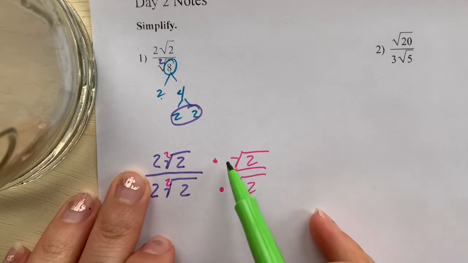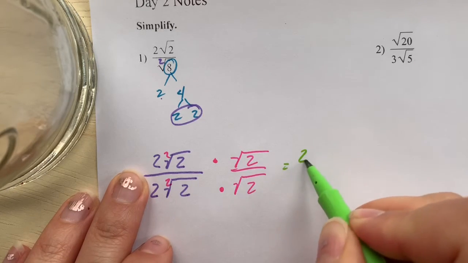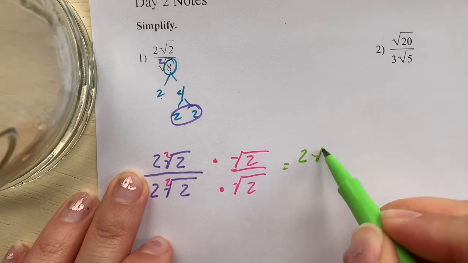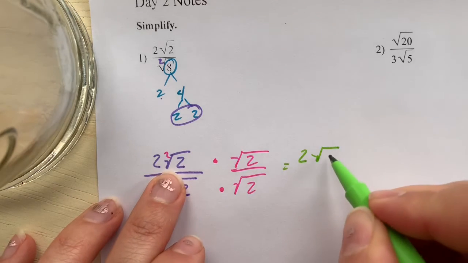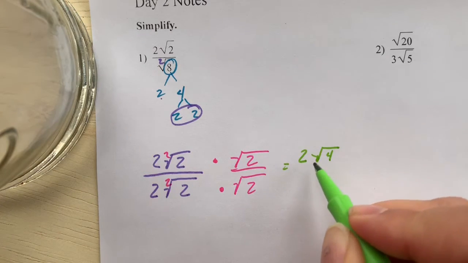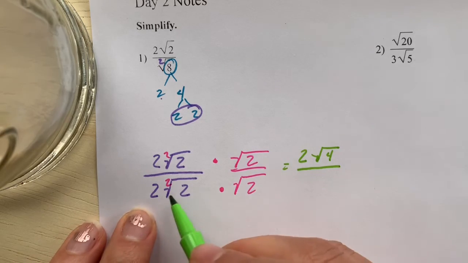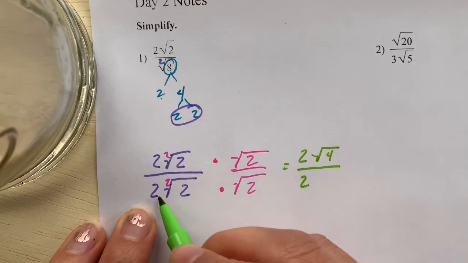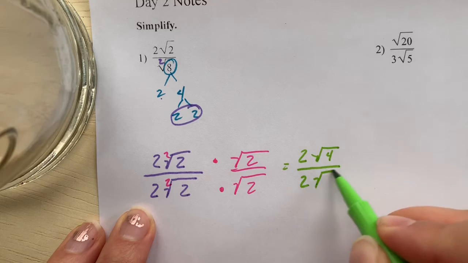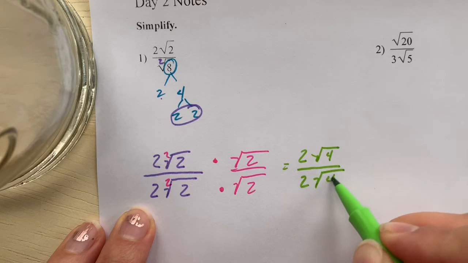So there's no number here, so that means it's a 2. And then I multiply on the inside. 2 times 2 is 4. Or I can write it as 2 times 2. And then I'm going to do the same thing. 2, because I don't have a number on the outside, square root of 4.